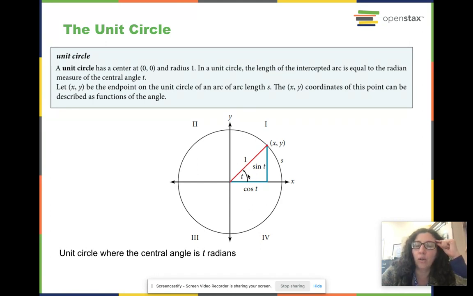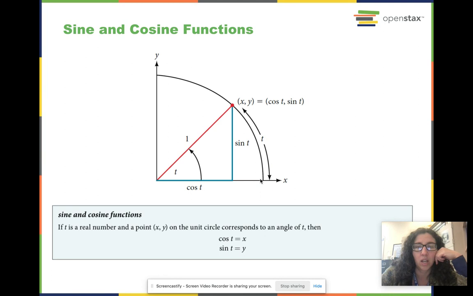If this is our angle t, then opposite over hypotenuse is just opposite over 1, right? So our opposite side is sine of t. And if you think of CAH, our adjacent side over hypotenuse, which is side length 1, is cosine of t. So we're going to call this length sine of t and this length cosine of t. Let's think about that a little bit more here.